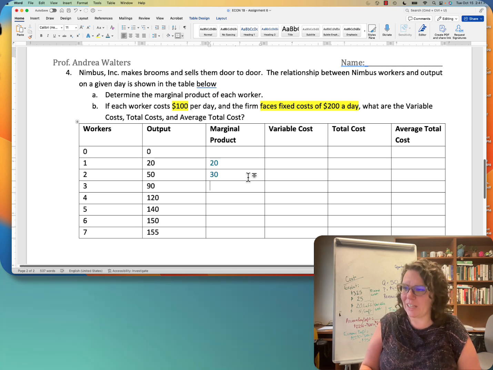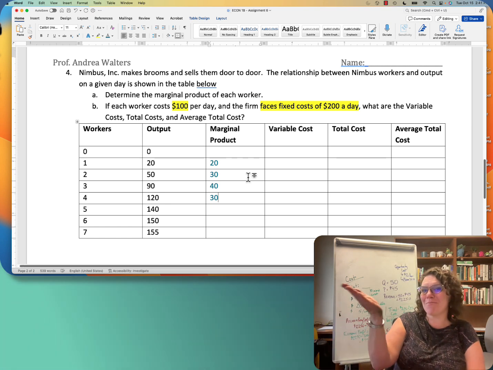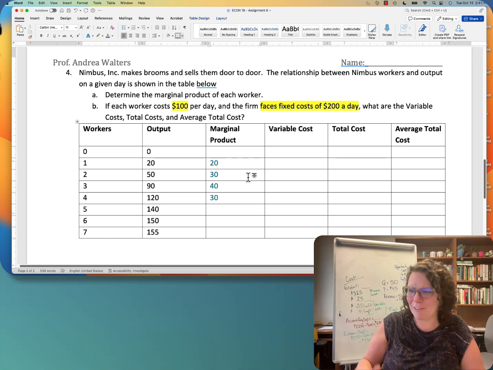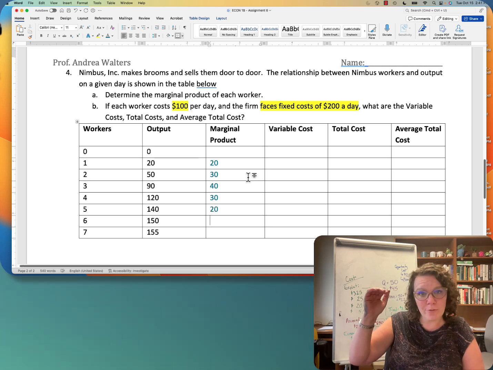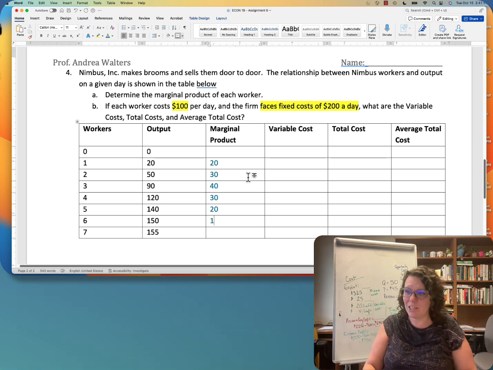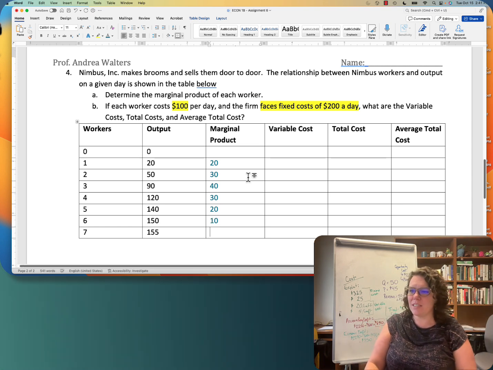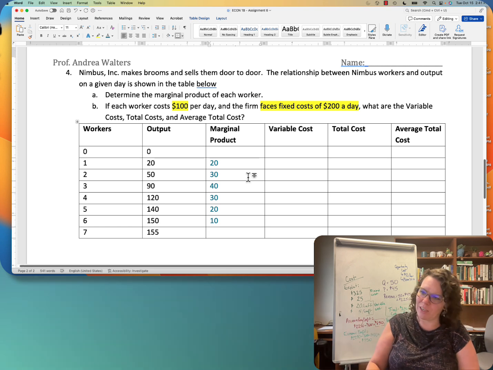The third worker gives us an extra 40 brooms of output. The fourth worker gives us 30. Diminishing marginal returns, right? Diminishing marginal product of labor. The fifth worker gives us an extra 20. The sixth worker takes us from 140 to 150. So that sixth worker is producing an extra 10 units of output. The seventh worker gives us 5.